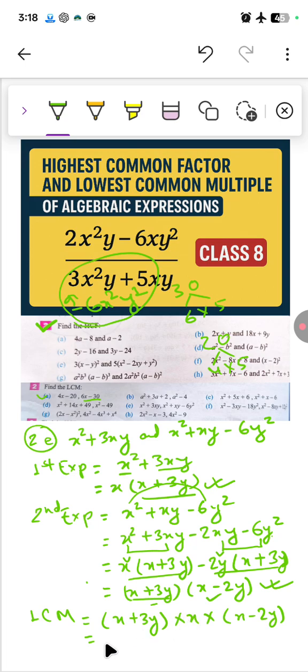You can arrange this x in front, and write the other products after that: x, x plus 3y, x minus 2y. This is how we solve the given expression, find its product form, the factorization form, take the common factor and the remaining factors, and find the LCM. Okay, moving ahead now towards another question. One more question I'll be explaining. After that, I'll wrap it up.